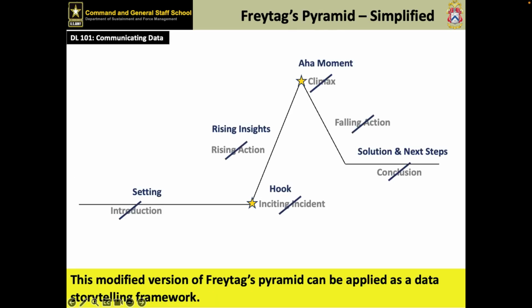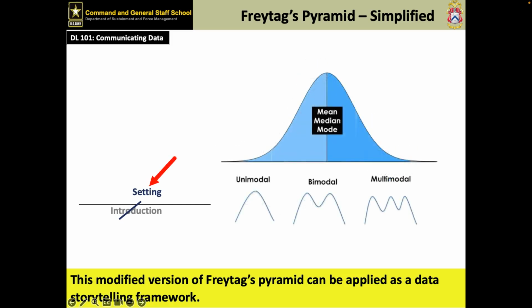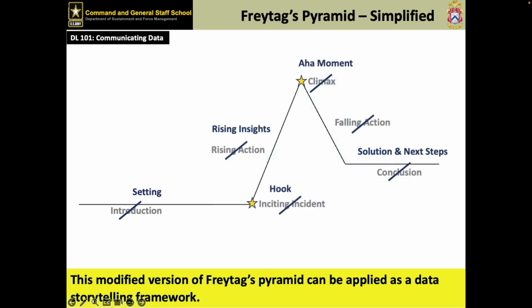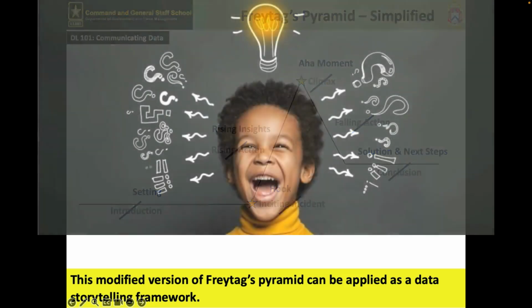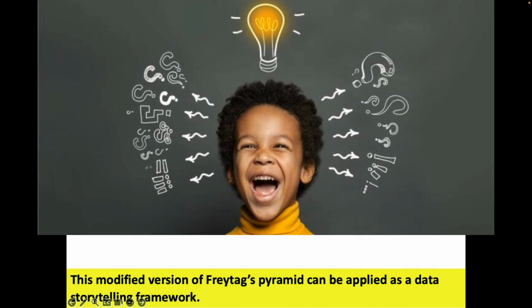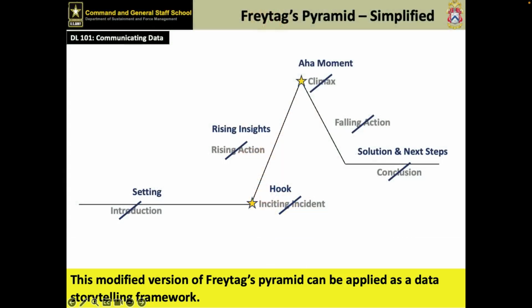Making a few adjustments and substitutions may help facilitate the use of this model to tell data stories. So instead of introducing characters and their circumstances, we can begin by setting up the problem. This might include some descriptive analysis to give the audience an idea of the basic facts. In data storytelling, the hook could be a compelling statistic or surprising fact that grabs the audience's attention immediately.